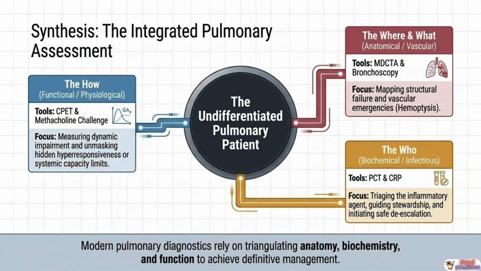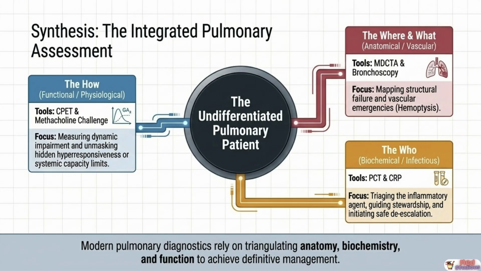We close with the most important concept of this entire video: the synthesis. Modern pulmonary diagnostics is not about a single test. It is about triangulating three complementary information streams to achieve definitive management of the undifferentiated pulmonary patient. The first stream, the how, is functional and physiological. Tools here are CPET and the Methacholine challenge test. They measure dynamic impairment, unmask hidden hyperresponsiveness, and define systemic capacity limits.